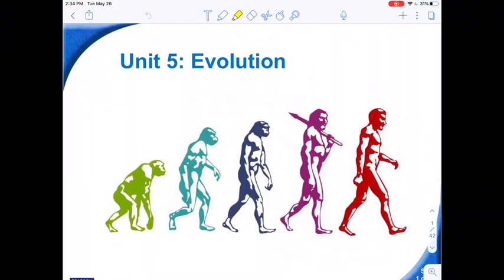Hey everyone, welcome to the beginning of our last unit of biology, Unit 5, Evolution. And this unit is always at the end of the year because we're really going to tie in a lot of the concepts that we've learned throughout the year in order to understand how life has evolved on Earth and how it's continuing to evolve and change even right now, even as we speak.